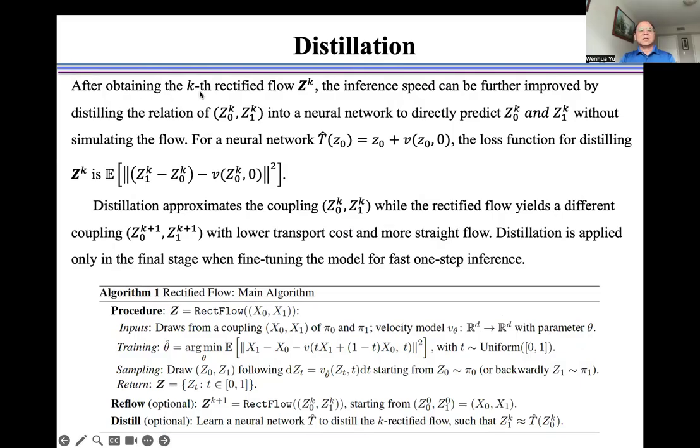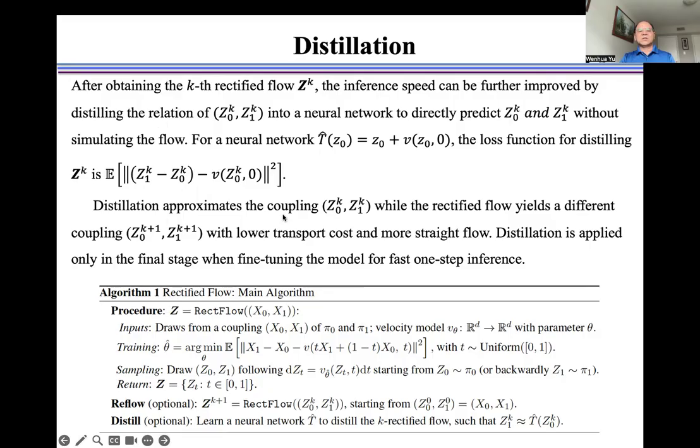After obtaining the k-th rectified flow Z^k, the inference speed can be further improved by distilling the relation of Z0^k and Z1^k into a neural network to directly predict Z1^k from Z0^k without simulating the flow. For a neural network T hat, the loss function for distilling Z^k is expressed in this formulation.